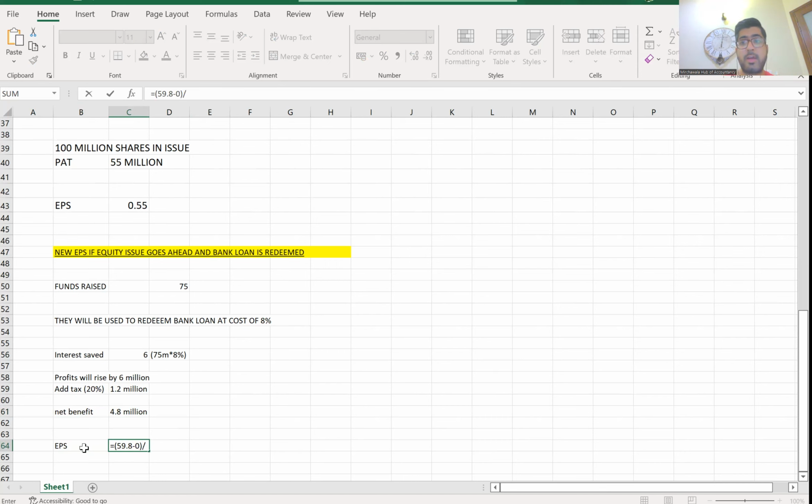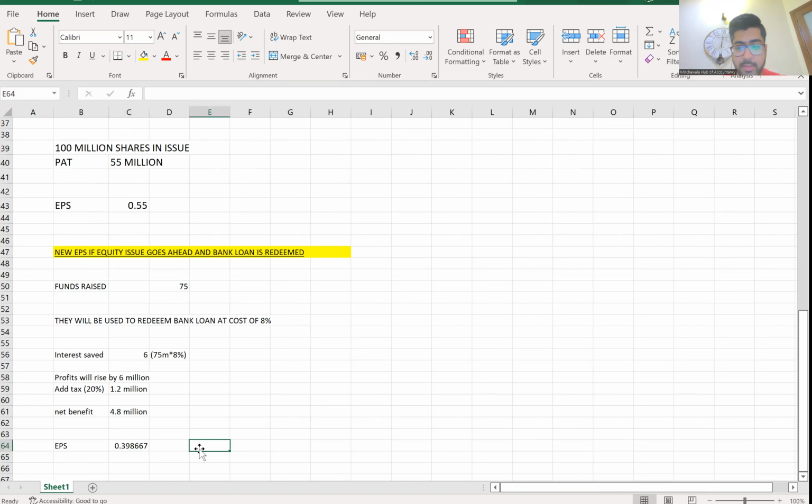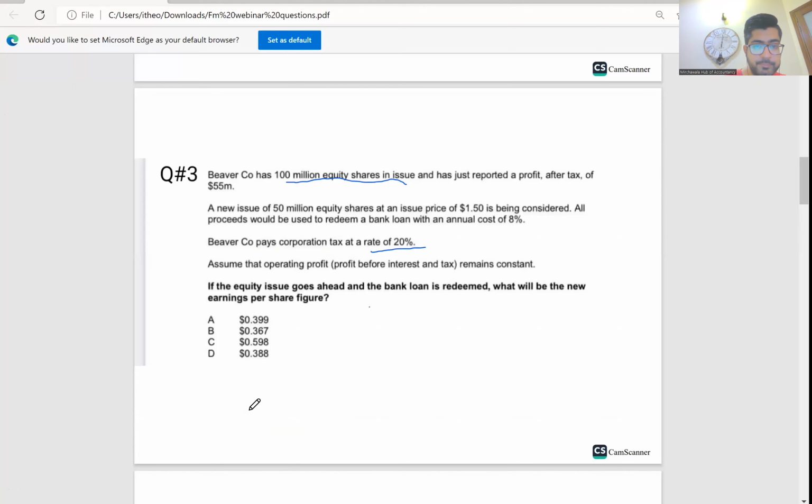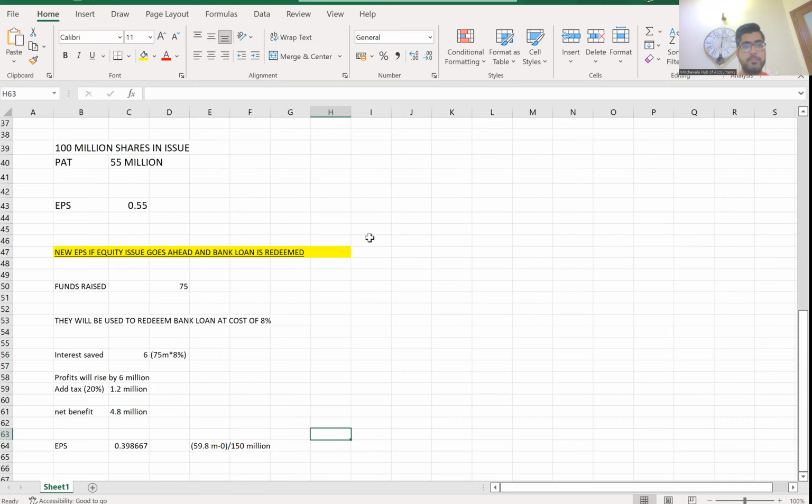Number of ordinary shares are now not 100 million. You issued 50 million more shares, so it's 150 million. So 59.8 million minus preference dividend 0, divided by number of ordinary shares 150 million. It's 0.398 or 0.399. Okay, 0.399. You can copy this.